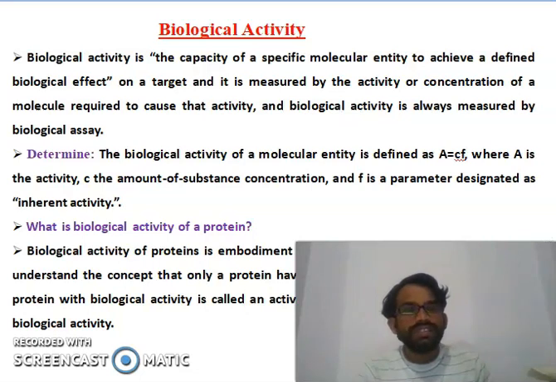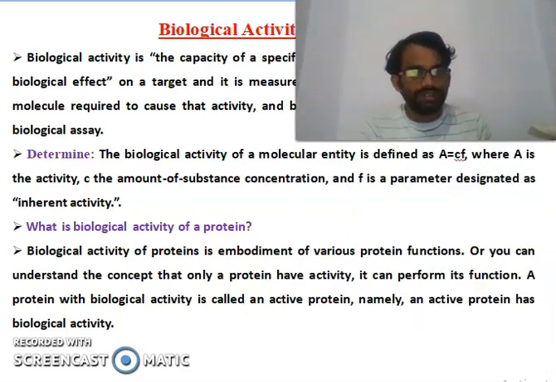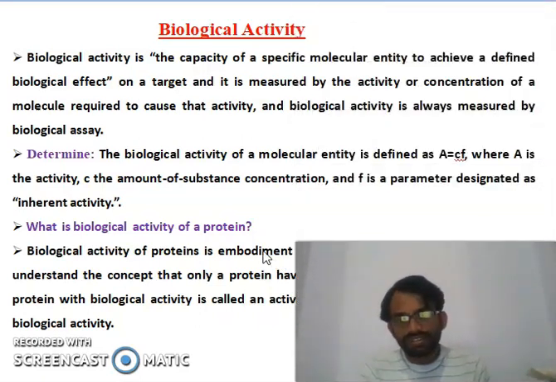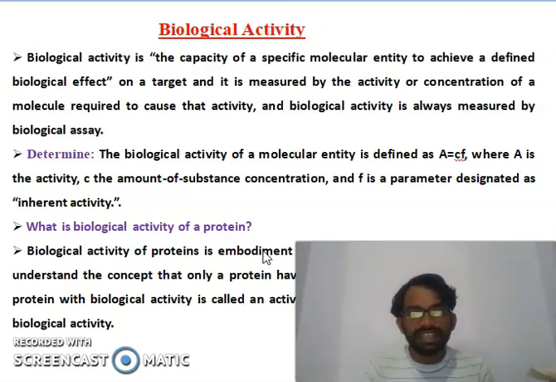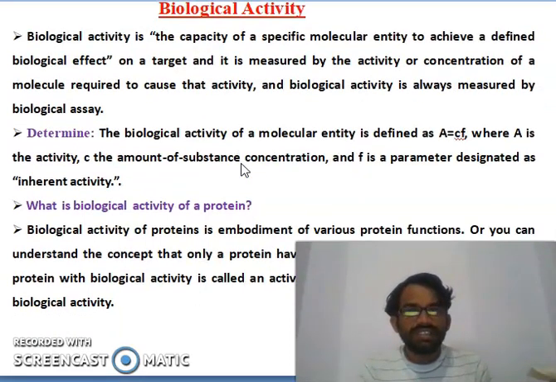Then you can see the biological activity of protein. This shows the biological activity of protein, and the various protein functions. Suppose the protein is in good condition, it will work on these functions. You can understand the concept that only a protein that has activity can perform its function. A protein with biological activity is called an active protein. Namely, the active protein has the biological activities. So active proteins show biological activity and their functions. You can see the next slide.